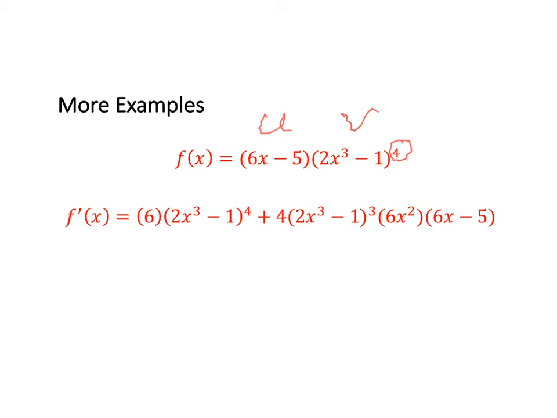All right, u prime is simply going to be the derivative of 6x minus 5, which is 6, all right? Times the v, which is 2x cubed minus 1 raised to the 4th power, plus v prime. All right, this is where we use the chain rule. Take the exponent out front here, 4. Keep what's in the parentheses, but drop the exponent to now 3, 4 minus 1 or 3.